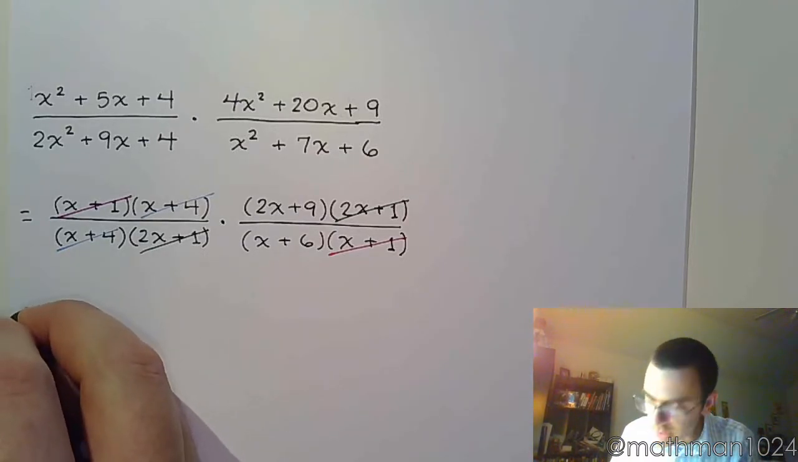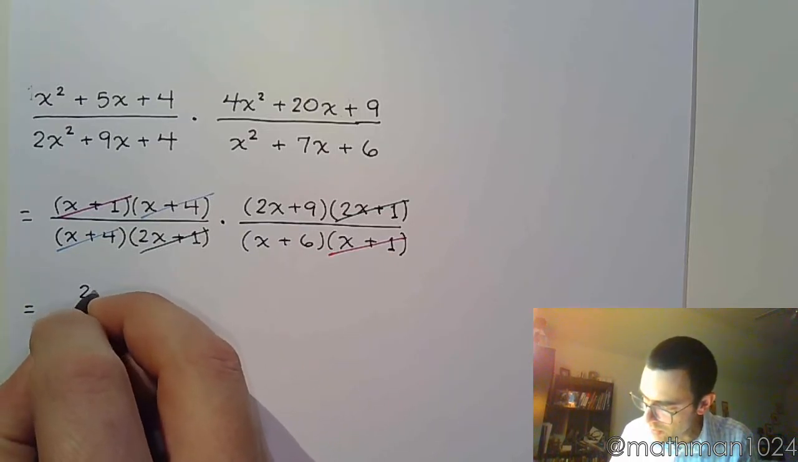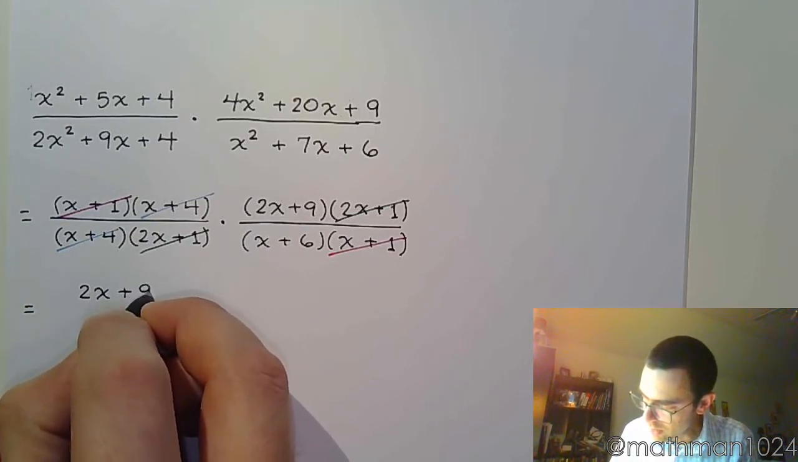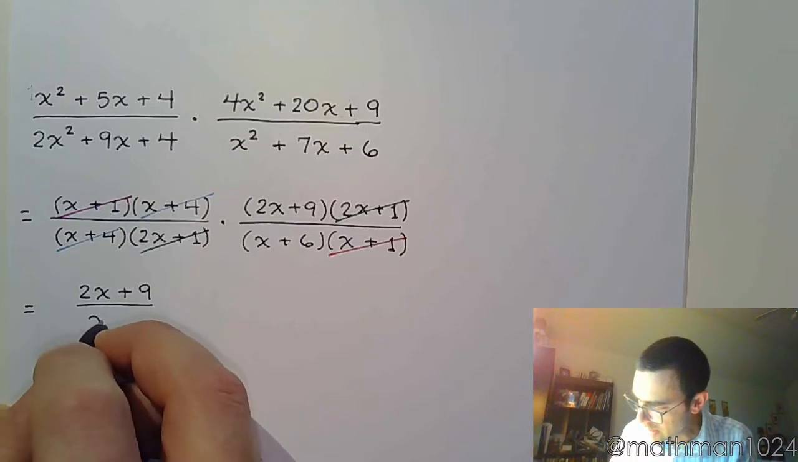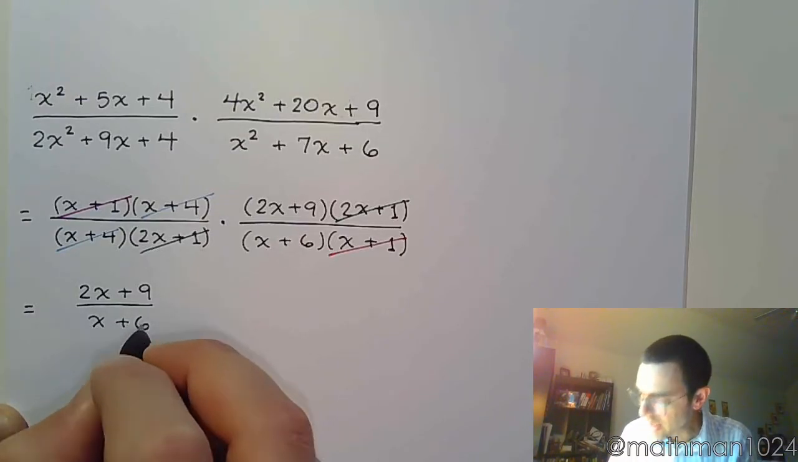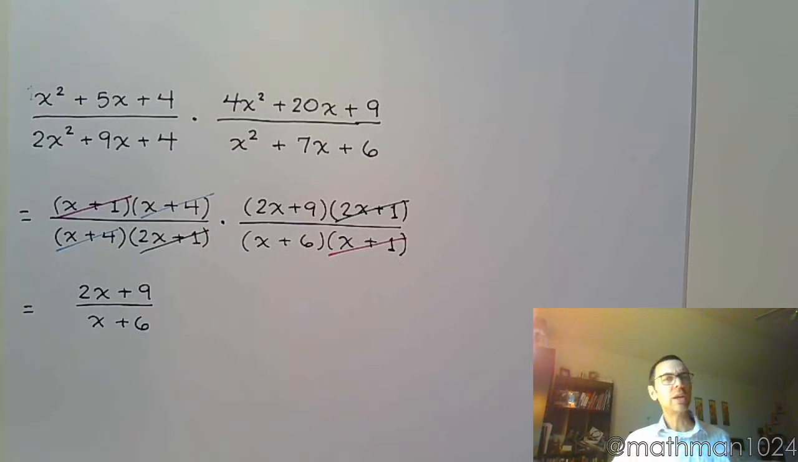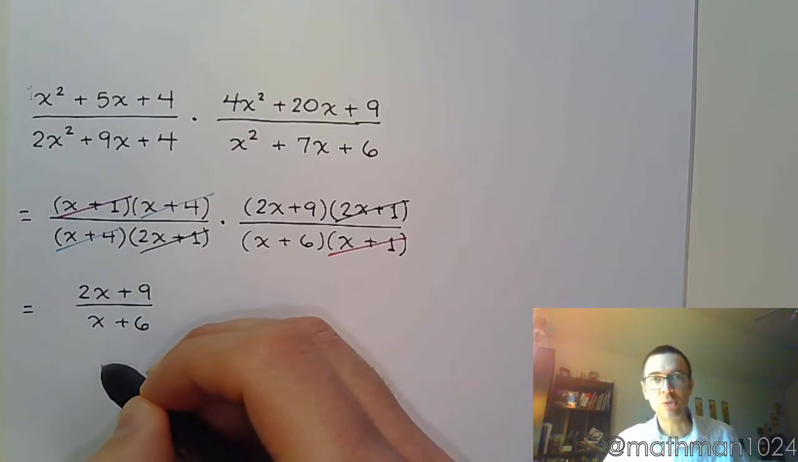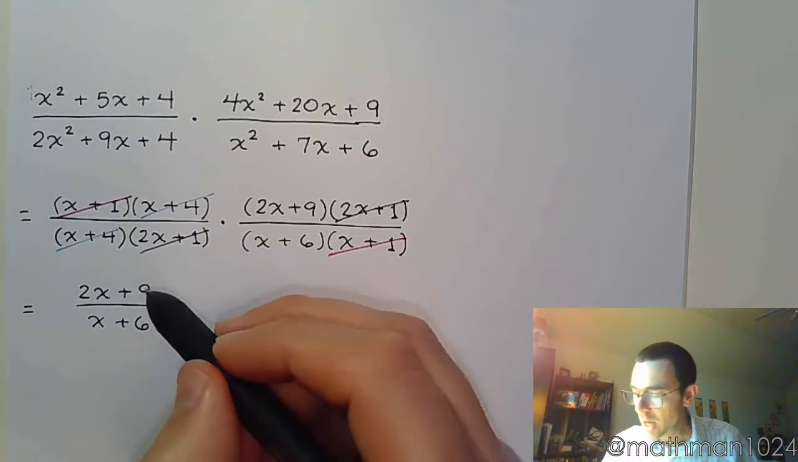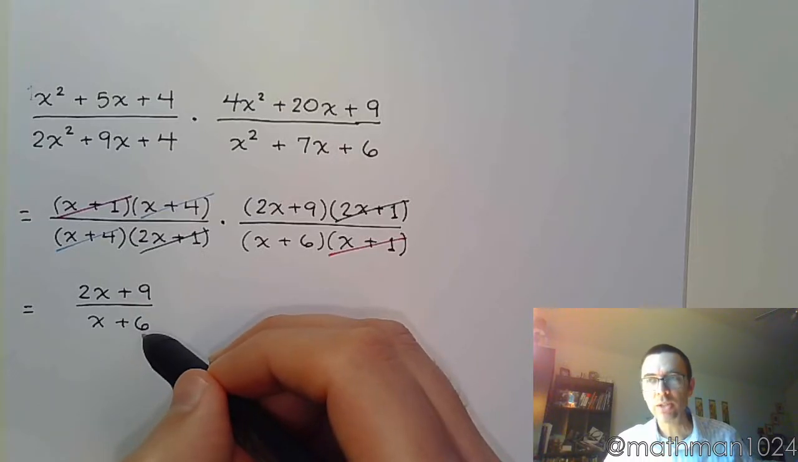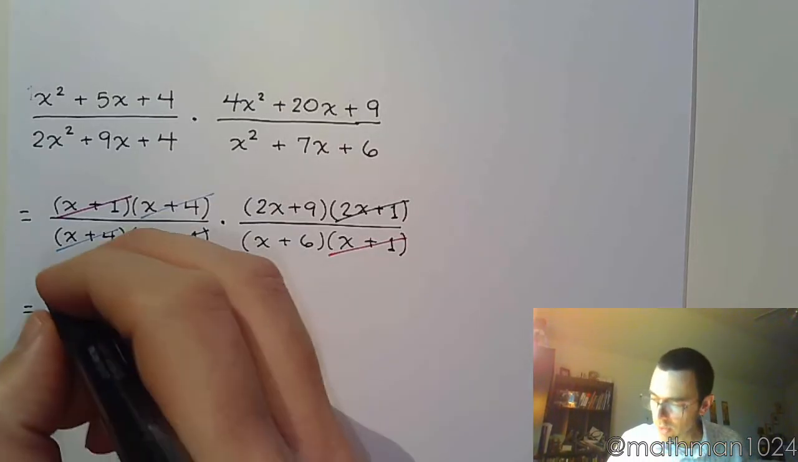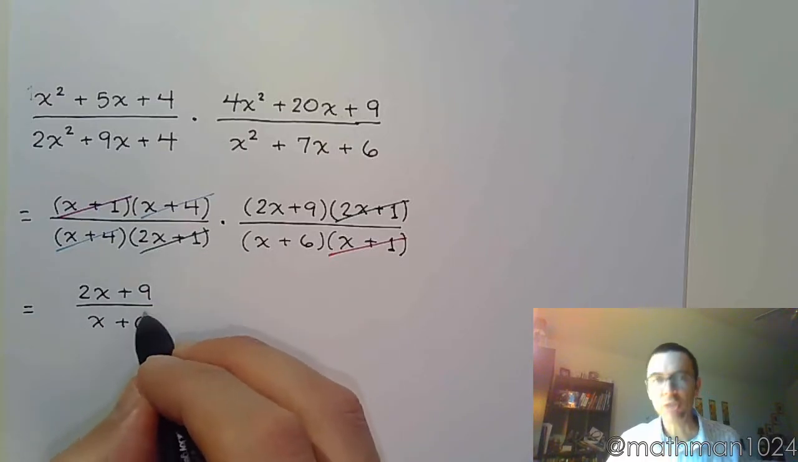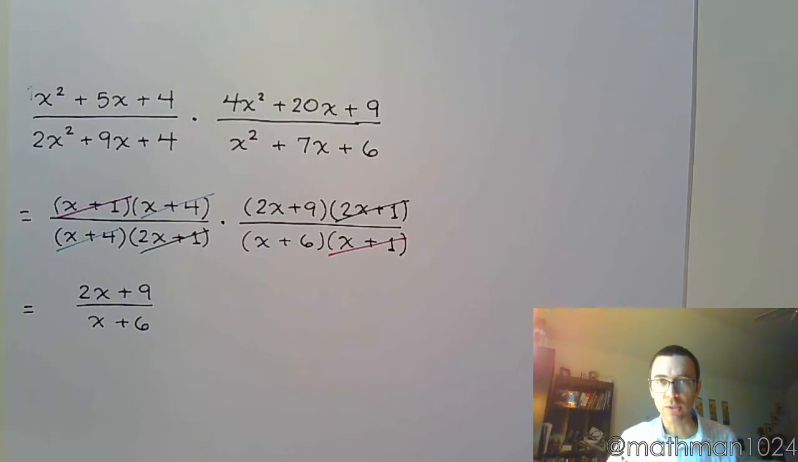So the only thing that's left here is 2x plus 9 in the numerator and x plus 6 in the denominator. Now a lot of students want to try to factor more, reduce more, but you can't. Okay, you cannot reduce those x's because they're not factors. You can't reduce 9 over 6 because it's not just 9 over 6. It's this group 2x plus 9 and x plus 6. They have no factors in common.